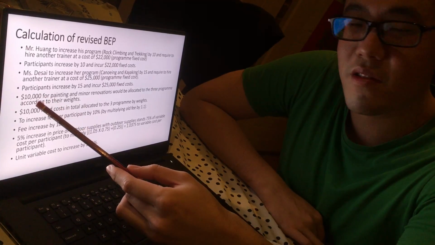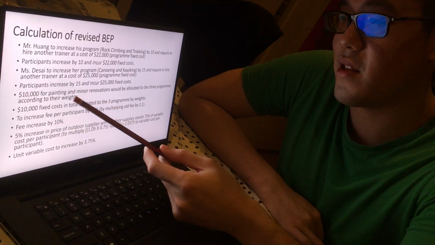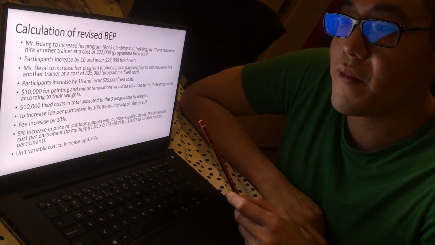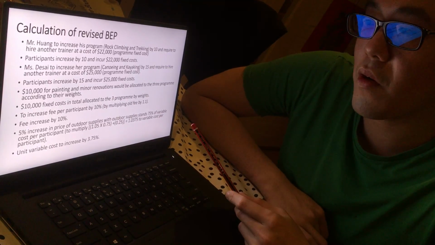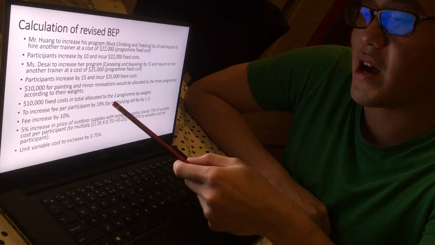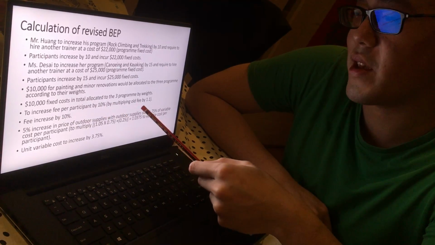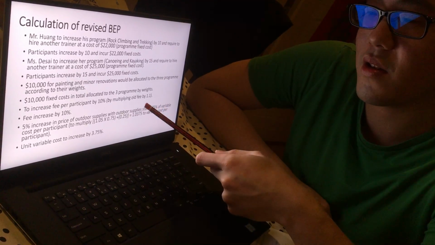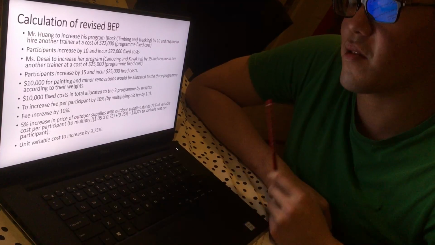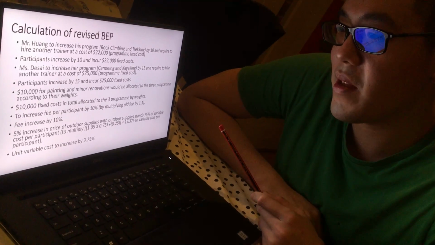We would also like to include $10,000 in the budget for painting and minor renovations, and this will be allocated to the fixed cost of the whole program. And to match the market rate of other programs by competitors, we multiply the old fees of the program by 1.1 to get a new higher fee.